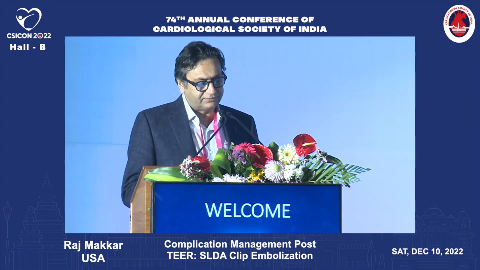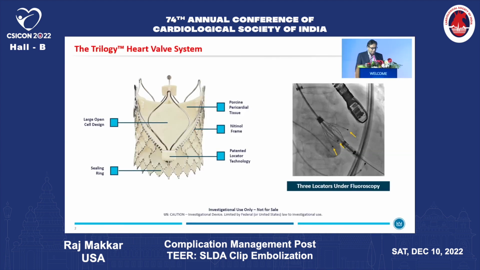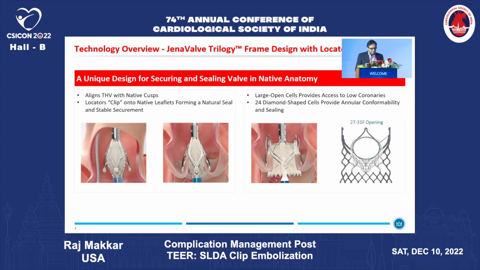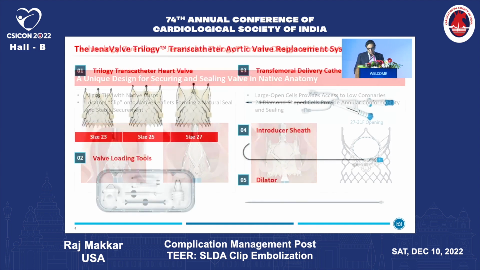So the Jenna valve system, this is what it looks like. Essentially, it's a self-expanding valve. It has these three locators, essentially, that do the job of trapping the leaflets. And these are porcine leaflets. If you look at this, the design is such that it leads naturally to the commissures aligning the way it is designed and deployed. And the coronary access is easy because of the large cells.